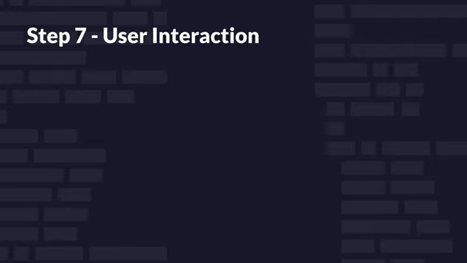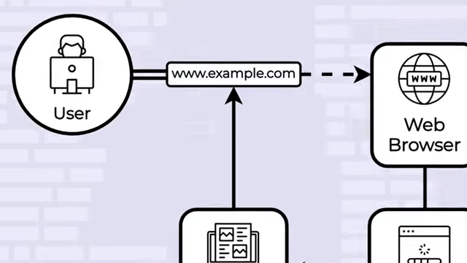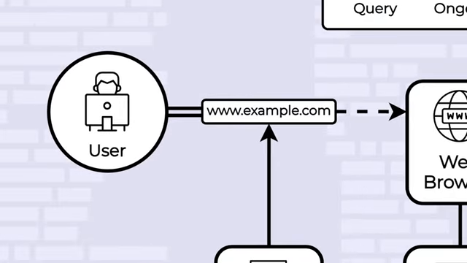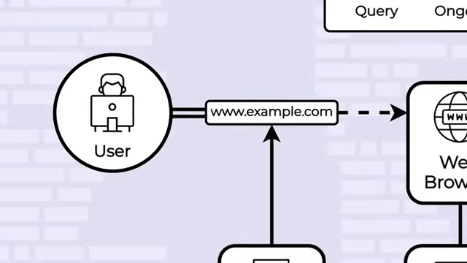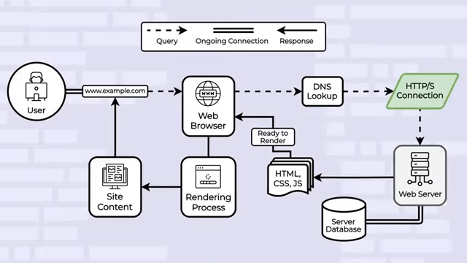Step 7. User interaction. Finally, the user can interact with the web page, clicking on links, filling out forms, and performing other actions. These steps happen very quickly, often in a matter of milliseconds, but any delay or bottleneck in any of these steps can cause the page to load slowly or not at all, leading to a poor user experience. To optimize website performance, it's important to identify and address any performance issues at each stage of the process.